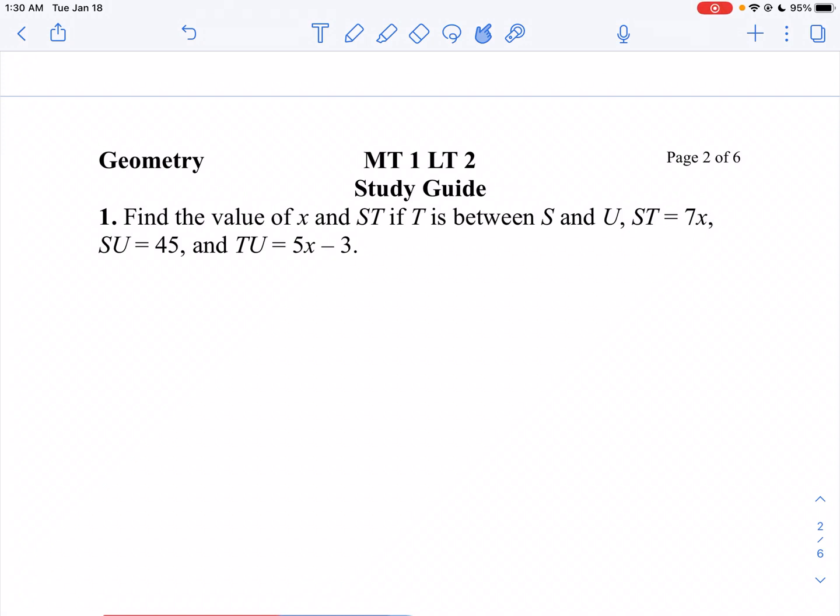In example 1, we're going to apply the segment addition postulate. I want you to find the value of x and ST given that T is between S and U. So let's draw a picture.